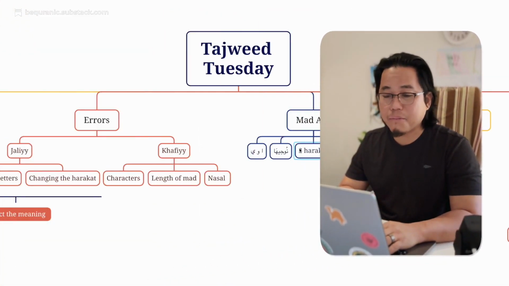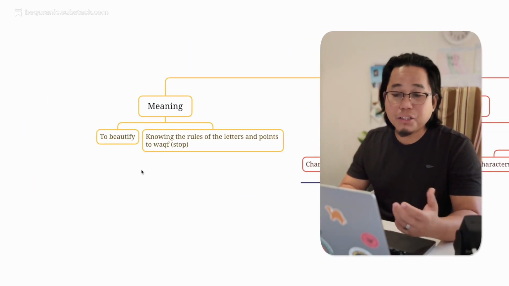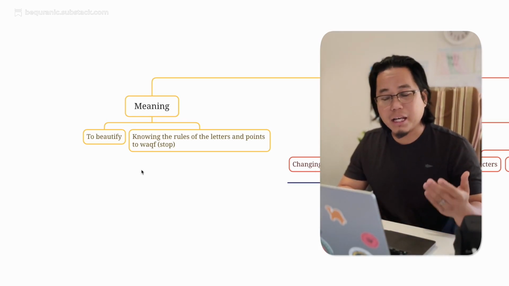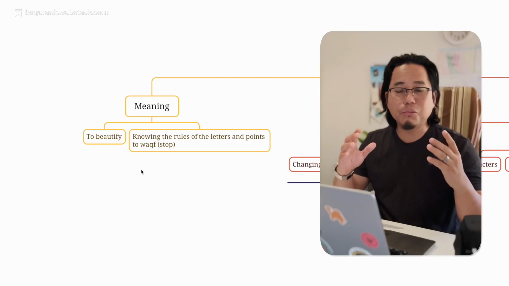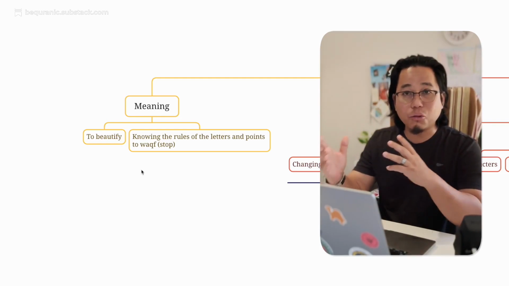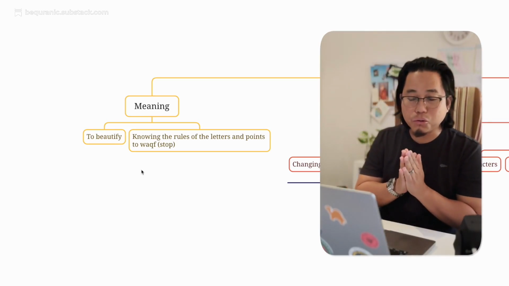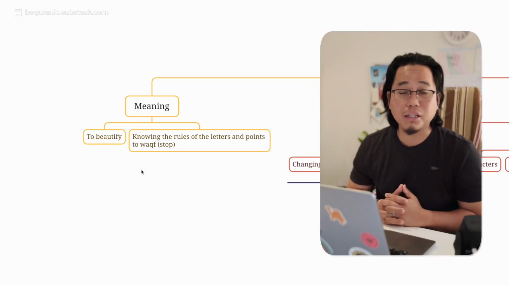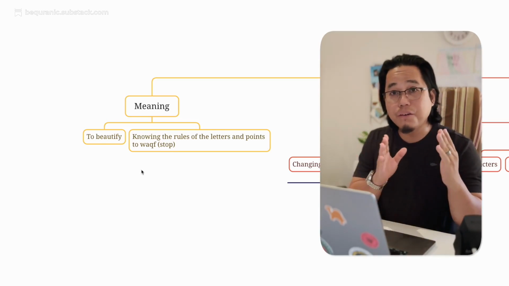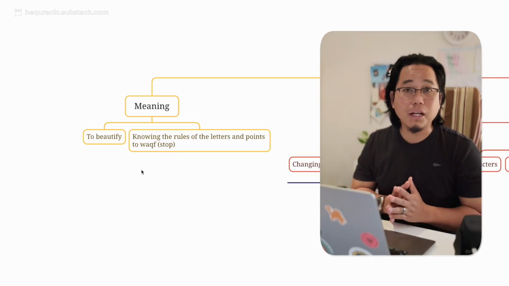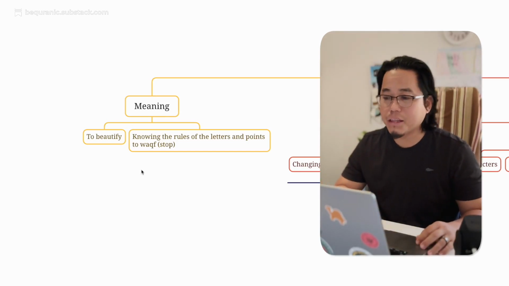Now, a quick recap of what we've done with Tajweed Tuesdays. We started with the definition of Tajweed. It means to purify our recitation through knowing the rules of the letters, what happens when a letter meets this letter, a letter joins with this letter, and the points of waqaf, where to stop and how to restart your recitation. But for the purposes of Tajweed Tuesday, our focus is on the first part. It's knowing the rules of the letters, not so much on the points of waqaf. We will not be covering that.